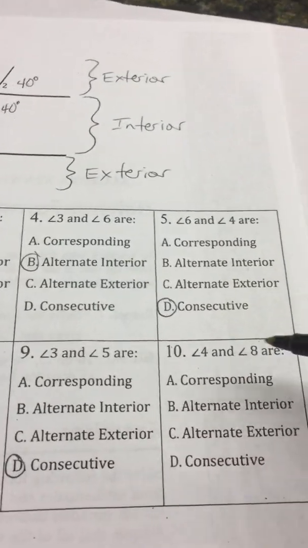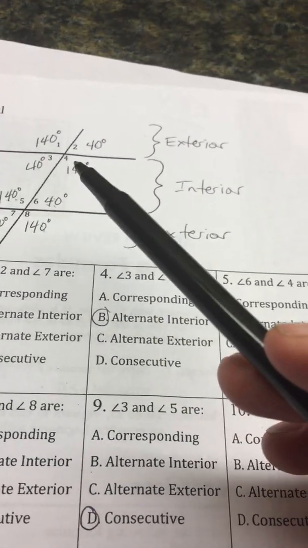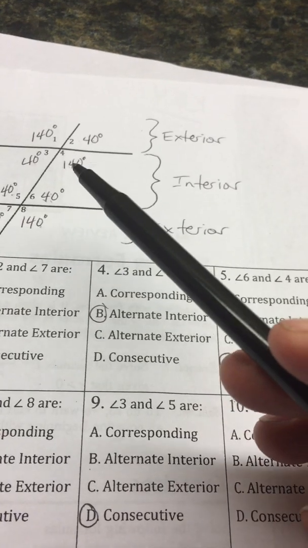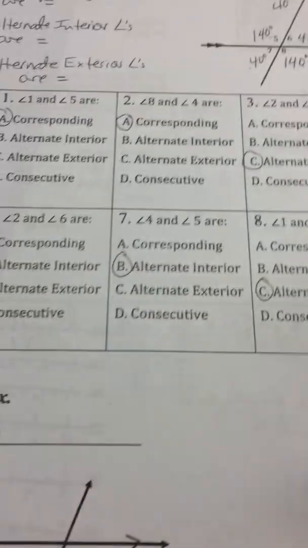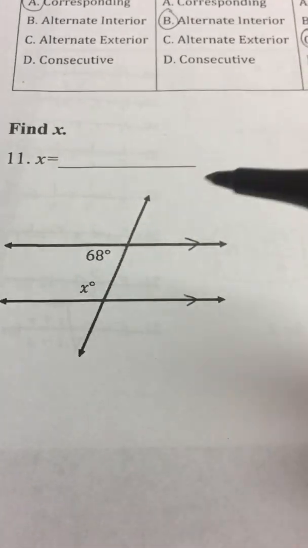But anyway, 4 and 8. Here is 4 and there is 8. Are they both lower right, lower right? Yes, so those are corresponding angles. Okay, so now they're going to give us a bit of information. We're going to find x, and so I'm looking for the measure of this angle.